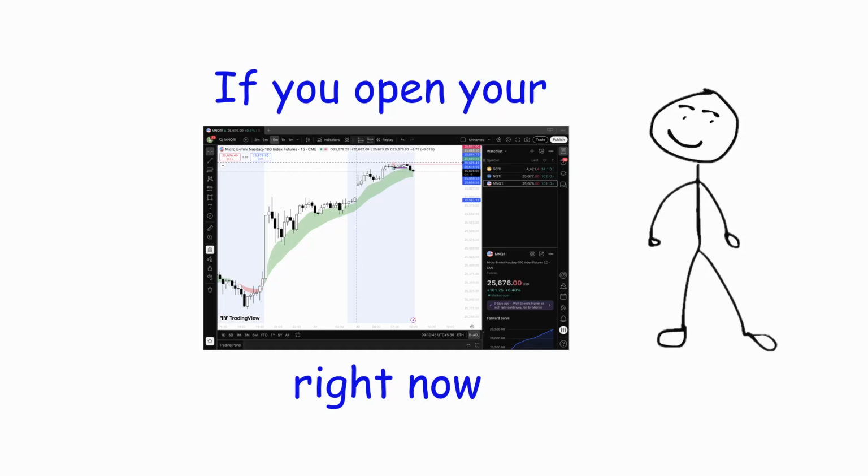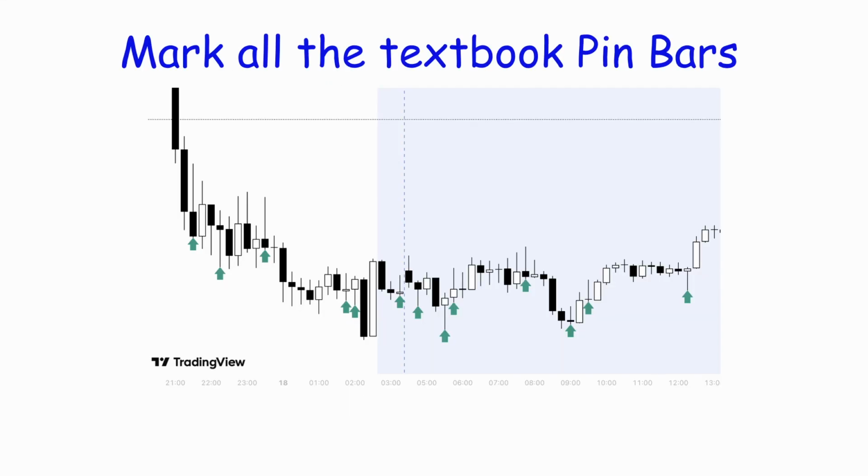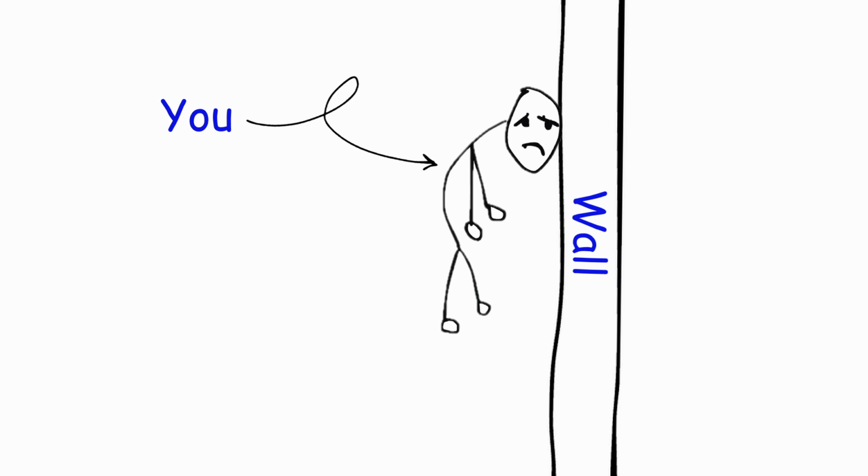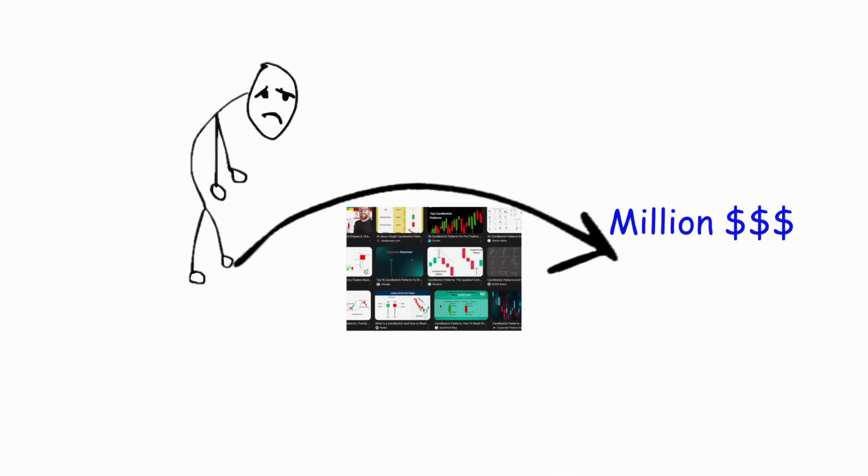If you open your chart right now and mark all the textbook pin bars, you'll find that most of them fail. This is the first wall you hit when you start learning how to trade. You're taught that candlestick patterns are the bridge between you and $1 million, only to see the dream shatter like glass. The missing piece: context.